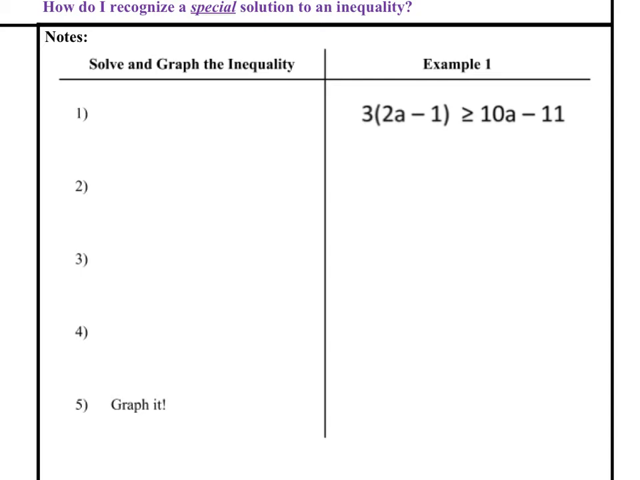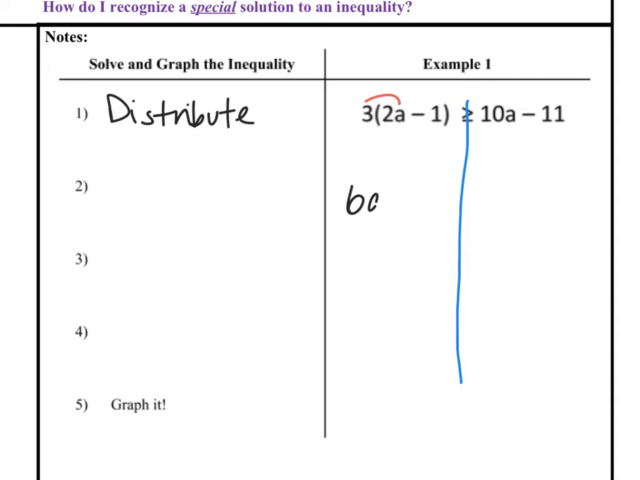First thing, D is for distribution. Do you see distribution? Yep, it is right here. So I'm going to distribute, and let's write that step. I get 6a. 3 times -1 is -3. Keep that inequality sign. Please be careful that you don't switch it out for an equal sign. I see that a lot. And then bring down the right side.